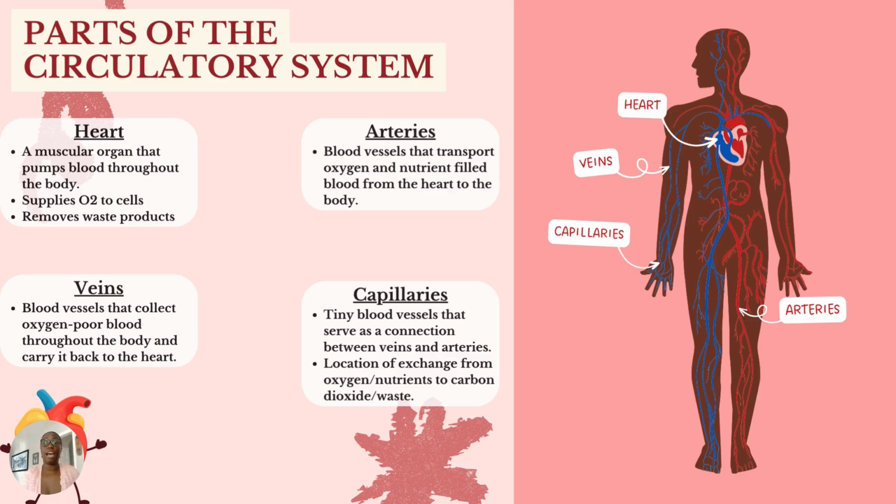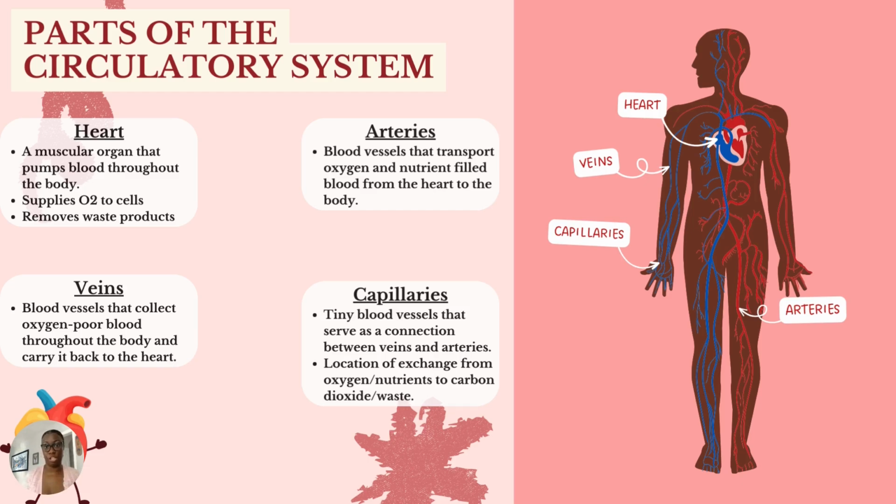And that's actually going to be a bulk of this lecture because the heart is extremely important to the circulatory system. Now, the next part of the circulatory system are our blood vessels. And there are three different types of blood vessels, the first being arteries. The arteries are blood vessels that are responsible for transporting oxygen-rich and nutrient-filled blood from the heart through the rest of the body.